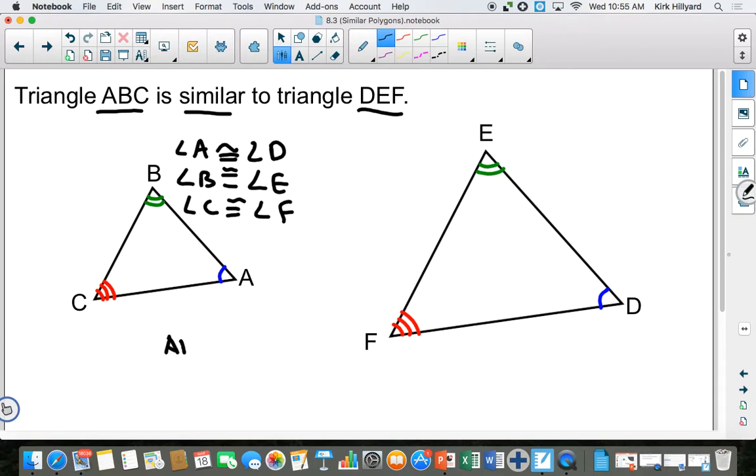So I would say AB is to DE. And they're not equal. Well, the ratio should be equal. Then I can go BC is to EF, and then AC is to DF. And that's how you can set up your ratios. So when it asks you for the angles and the ratios, then you can set them up like so.